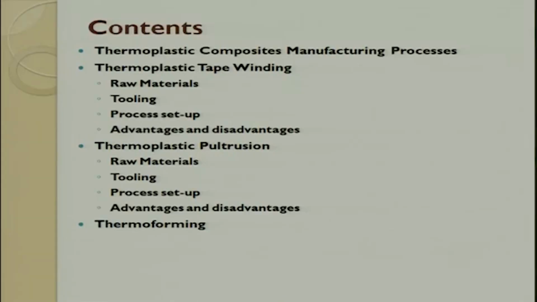So, the lecture will flow like this, the content will be there. Content is thermoplastic composite manufacturing processes. We have taken 3 processes in this lecture: tape winding process, then we will see pultrusion process, and the last one is going to be thermoforming process.